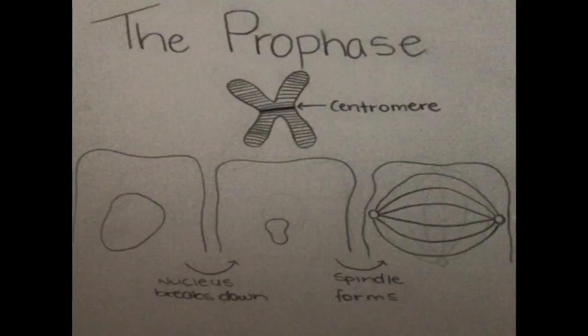Next comes the prophase. The second identical chromosome is now fully developed and attached to the original by its middle, or the centromere, and the chromatids are now tightly compacted. The nucleus and nuclear envelope begin to break down and the spindle begins to form.